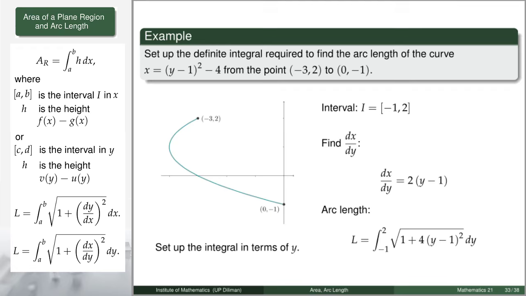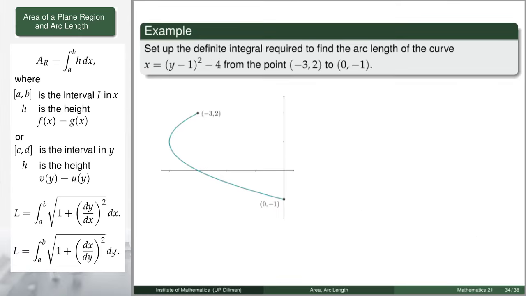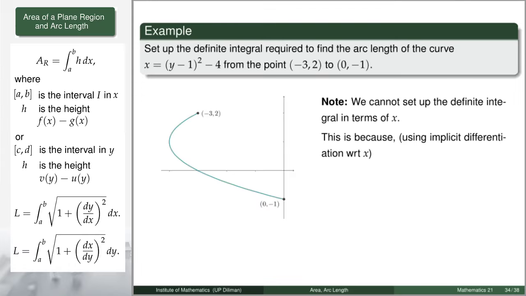Now, unlike area where you can easily switch from x to y and vice versa, a weird part of arc length is that it's not always the case where you can switch techniques. For example, in this particular problem, we cannot set this up using x. The reason why is because if you differentiate this and you get dy over dx, what will happen is that the dy over dx will be a 1 over 2y minus 1. This is not that great because we want this to be in terms of x.